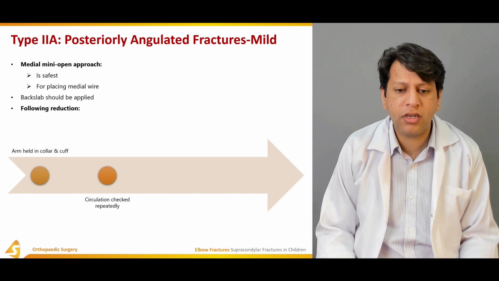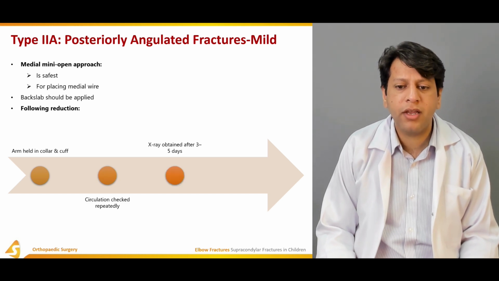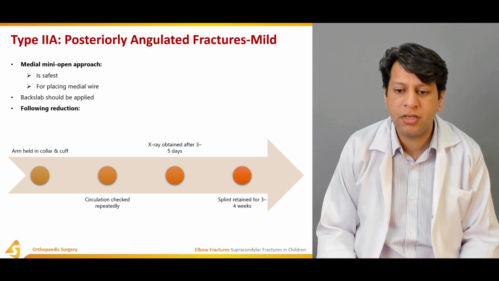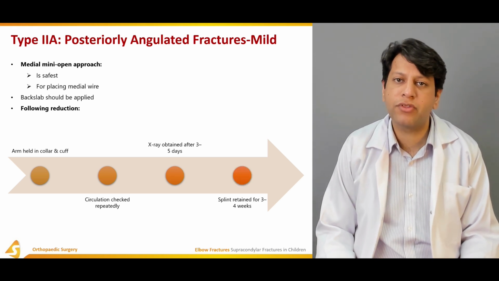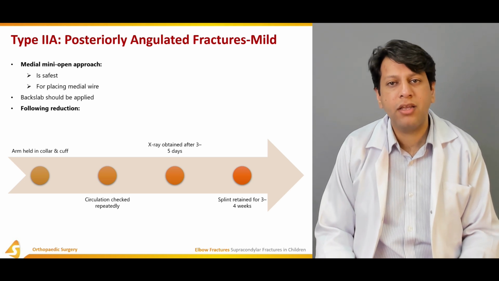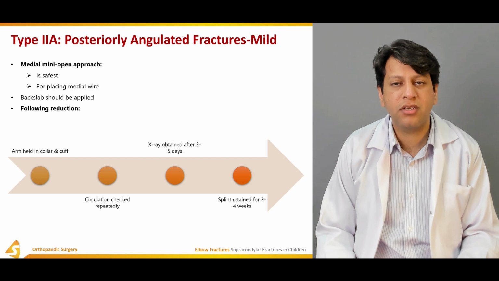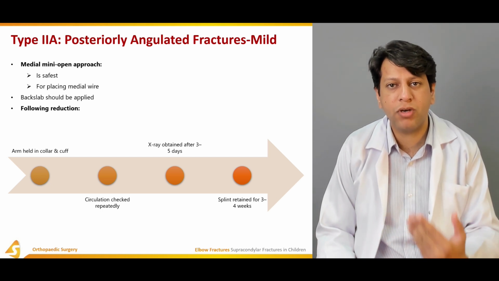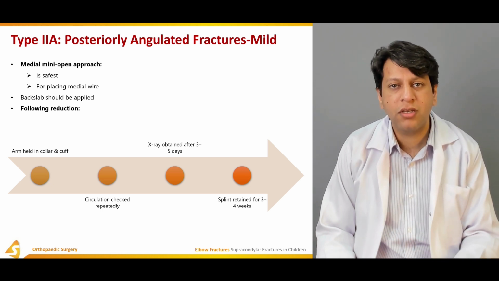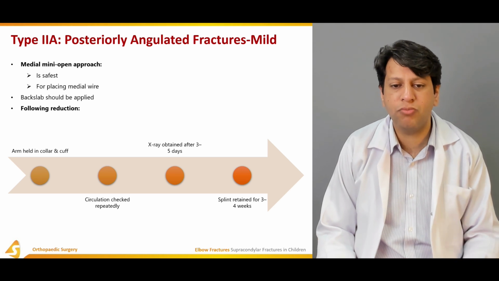The arm is held in a collar and cuff, circulation is checked, and x-rays are obtained in 3 to 5 days for redisplacement, and then the splint can be retained for 3 to 4 weeks. You remove the K wires at 3 weeks, keep the splint for 1 more week, and once at 4 weeks, you remove the splint and start the range of motion.